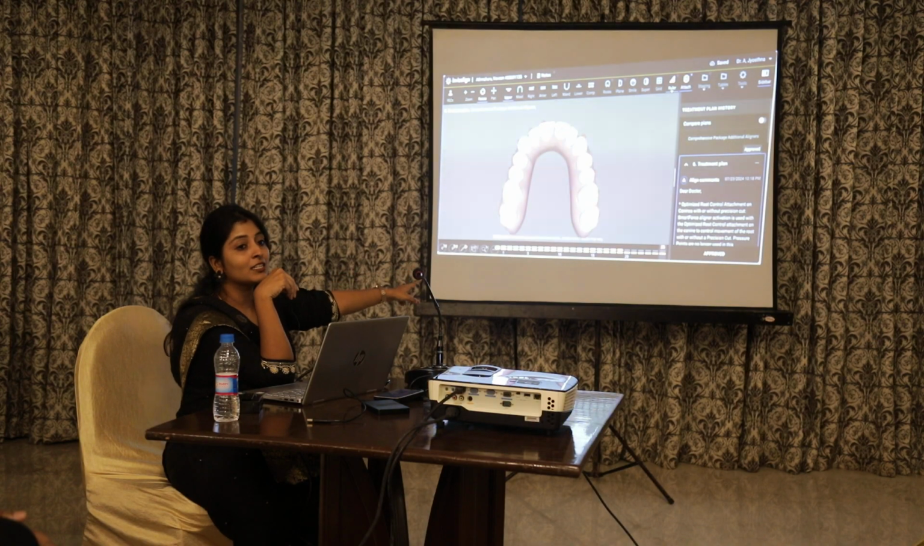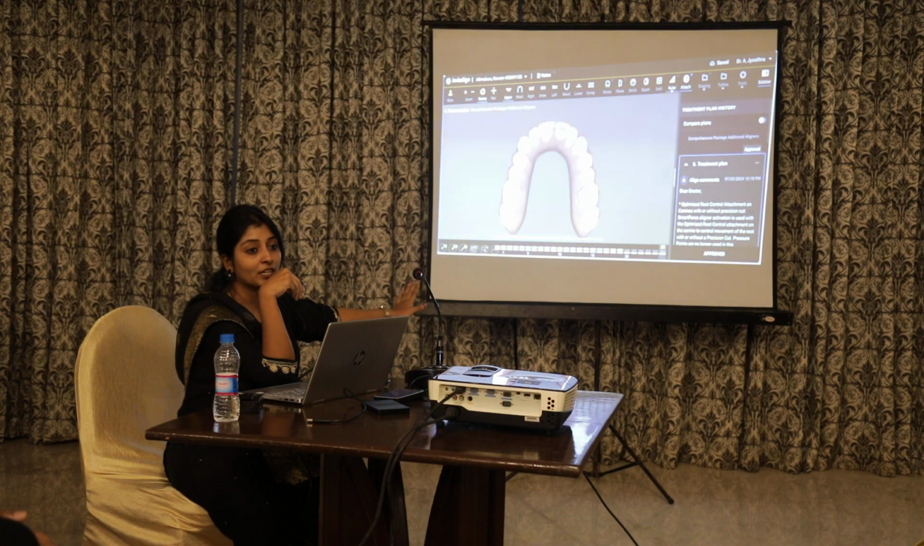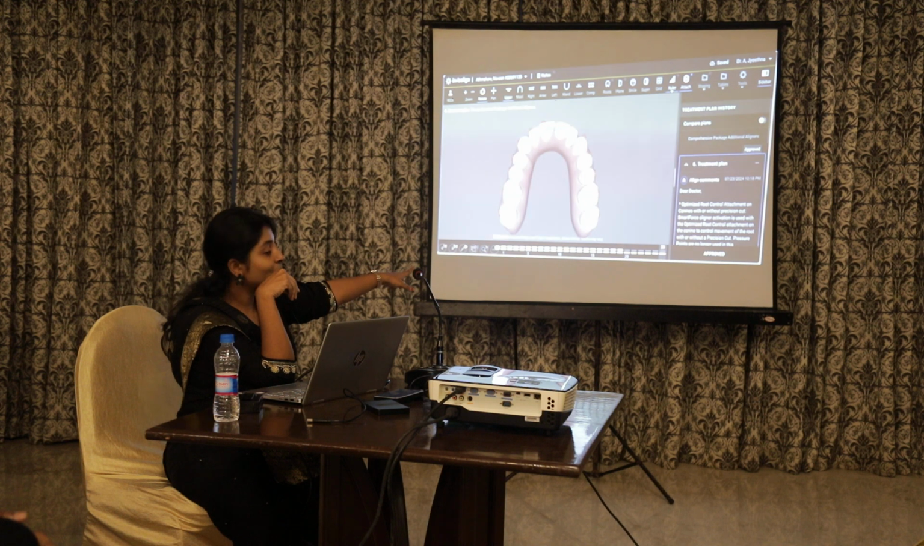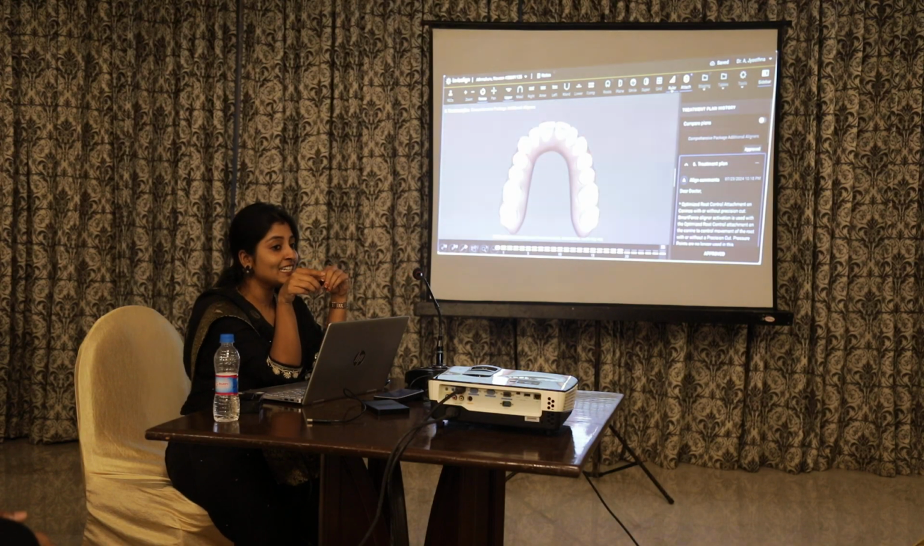So 25 depicts the number of aligner trays we require. For the upper, the dark line has stopped at around the 19th aligner. So for this patient, the upper aligners are 19 trays, and for the lower it was around 25 trays.